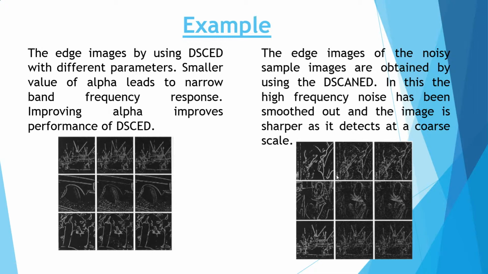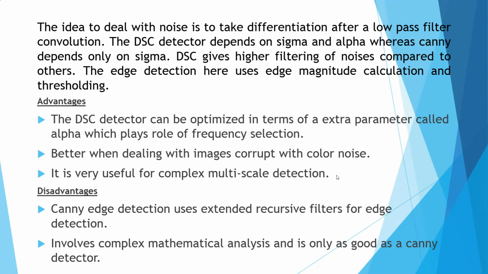The DSC is called a fine scale detector. The main idea to deal with the noise is to take differentiation after a low pass filter convolution. The DSC detector depends on sigma and alpha, whereas the Canny edge detector depends only on sigma. This leads the DSC to give high filtering of noise compared to the others. The edge detection here uses edge magnitude calculation and thresholding.